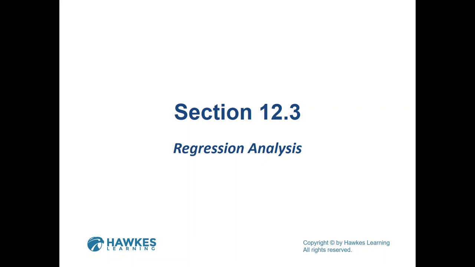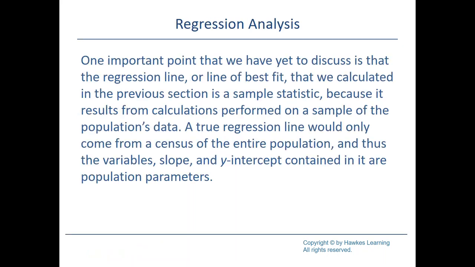However, it is a great section to go over and learn a few things if you are looking at a regression style analysis, especially for my science majors. Now understand that one important thing we have to discuss is that the regression line, also known as that line of best fit that we calculated in the previous section, is a sample statistic. Because it results from calculations performed on a sample of the population's data, a true regression line would only come from a census of the entire population.